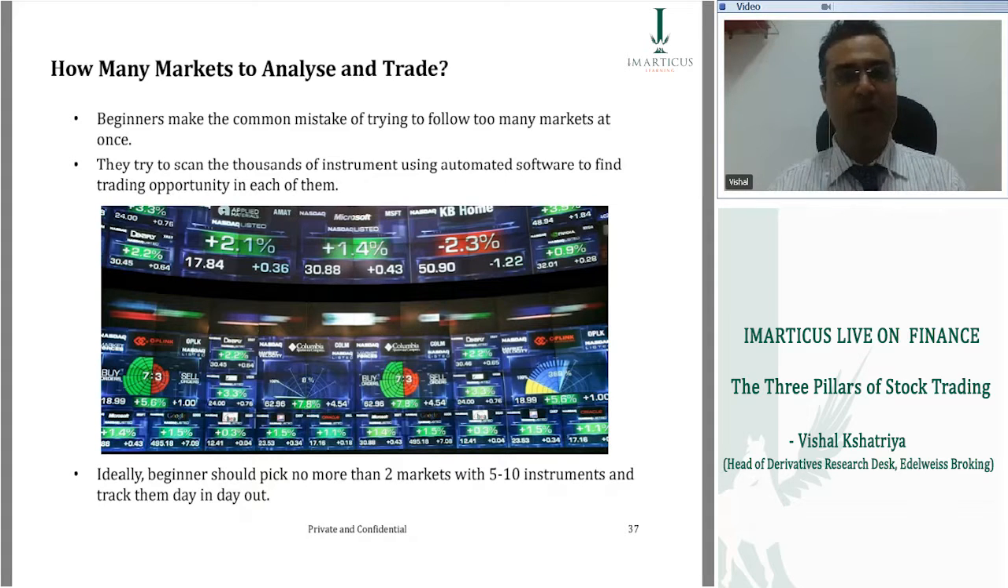Don't try to follow 100 stocks at a time. You want to buy Reliance, L&T, ICICI Bank, SBI, everything at a time. No, just select 2 to 3 good instruments and keep watching them and understand how they behave. This will help you build confidence in taking a judgment while trading.